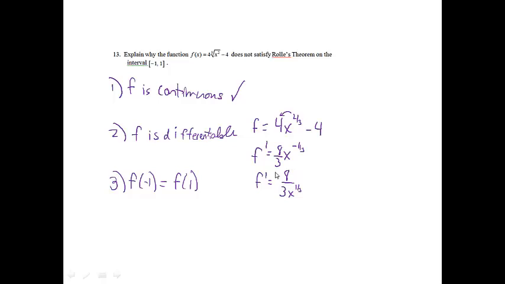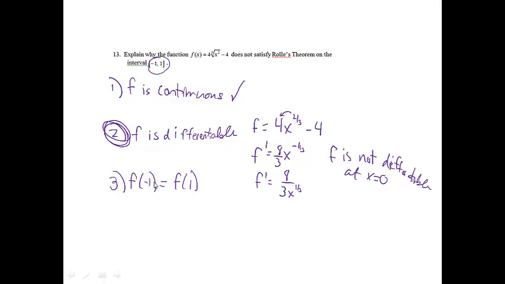So I was able to take the derivative, but can I always get an answer for my derivative? And I would say that when x equals 0, I get an undefined answer. So f is not differentiable at x equals 0, and that is in the interval from -1 to 1. So that is my place. That's why Rolle's theorem does not hold.